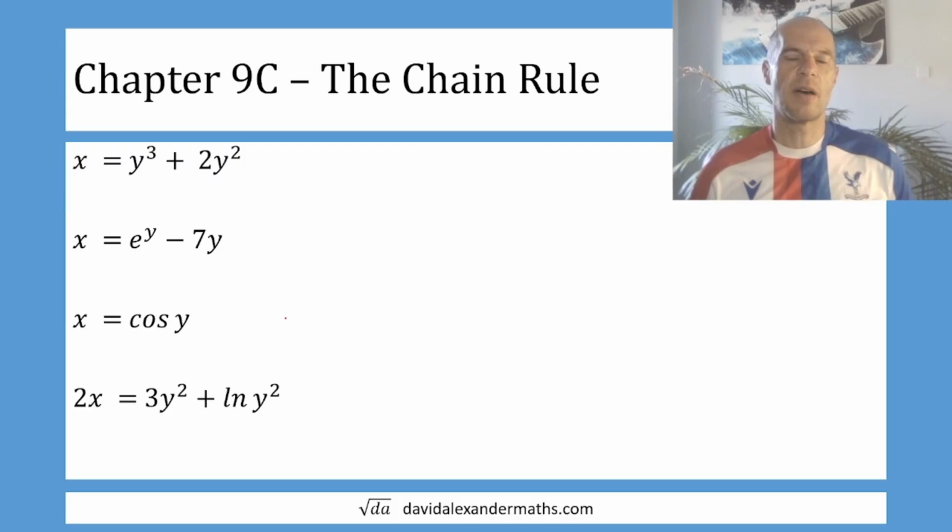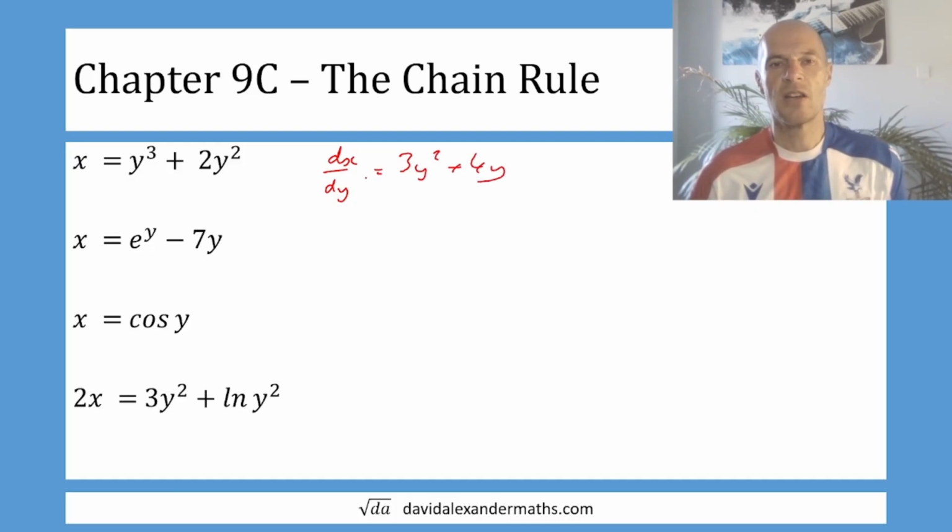Okay, so here we've got some other examples of the chain rule. This is mentioned towards the end of chapter 9c. So why can't we differentiate this? Well, it's a bit confusing because normally all the other ones we've seen have been y equals some stuff, and we've done dy by dx. Now if x equals some stuff, instead of doing dy by dx, we're going to do dx by dy. So if we've got x equals all this stuff here, then dx by dy is going to be 3y squared plus 4y.